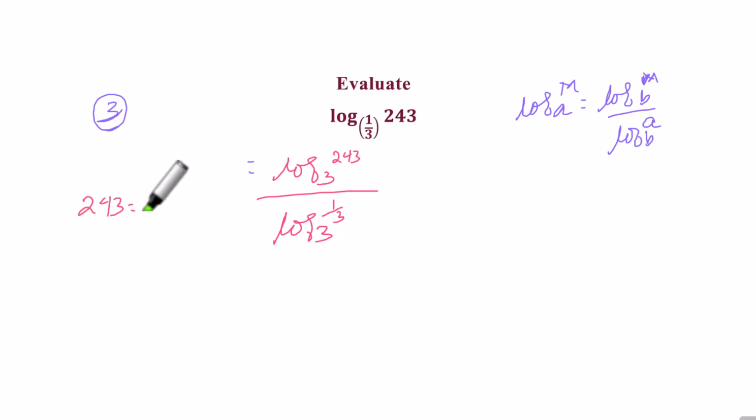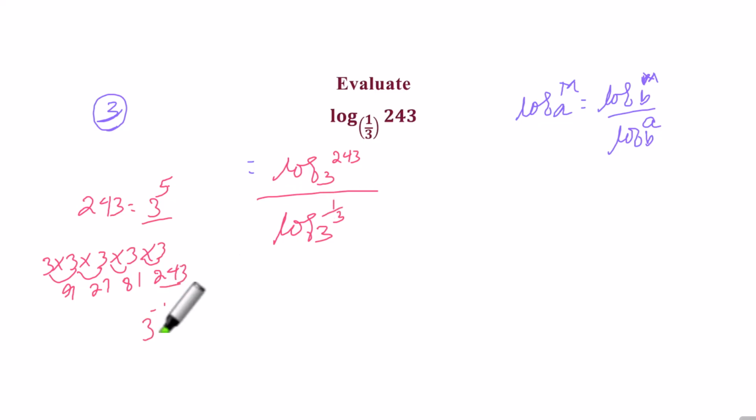243 is how much? 3 to the power of 5. You can check: 3 times 3 times 3 times 3 times 3. 3 times 3 is 9, times 3 is 27, times 3 is 81, times 3 is 243. So 243 can be written as 3 to the power of 5, and 1 over 3 can be written as 3 to the power of minus 1. Any number a to the power of minus n can be written as 1 over a to the power of n, and if there is 1 over a to the power of n, you can write a to the power of minus n.